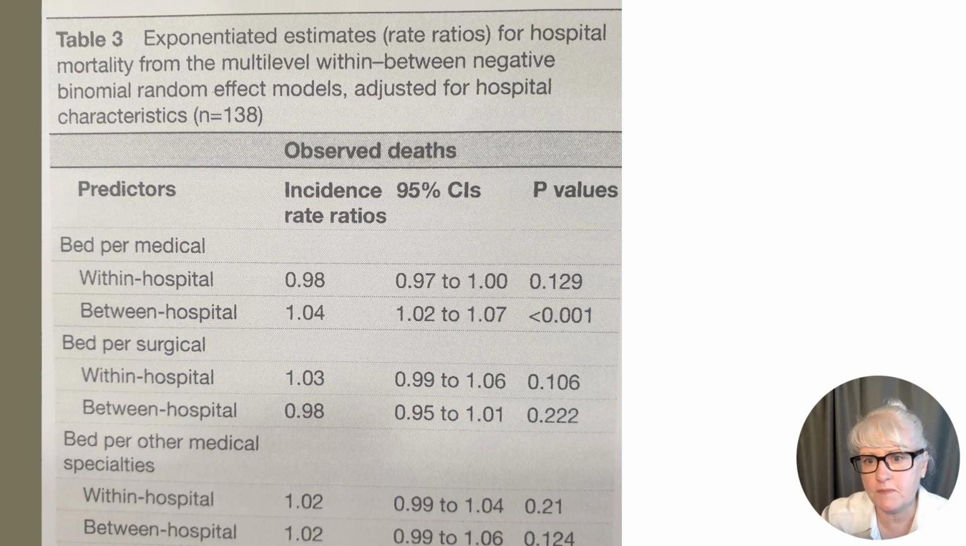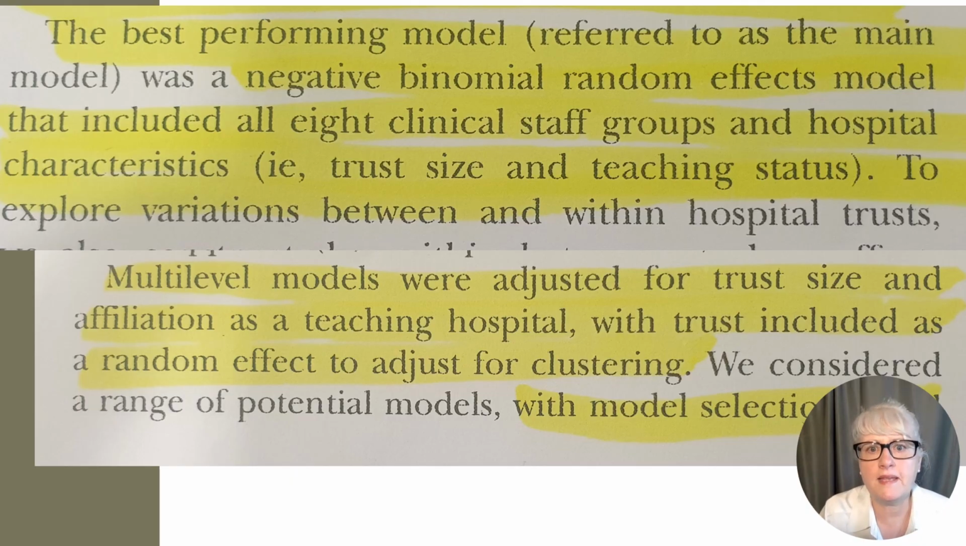You have a 95% confidence interval, so confidence that the value is between 0.97 and 1, which shows rigor in the data that they're presenting in this table. The researchers also explained how they identified the best statistical model to explore the relationship between staffing and mortality rates to meet the needs of the study.